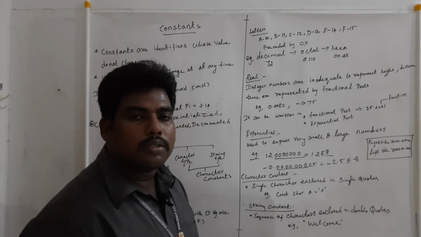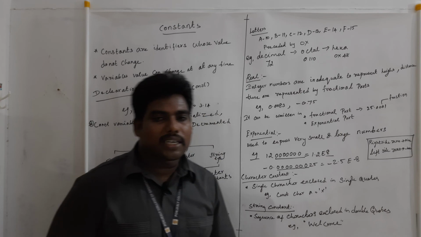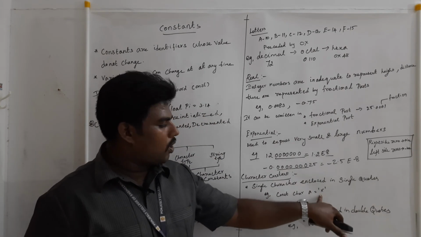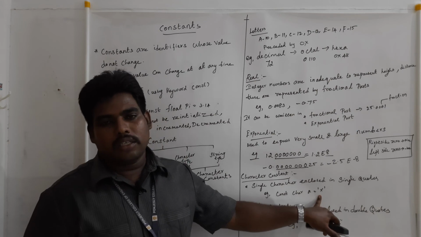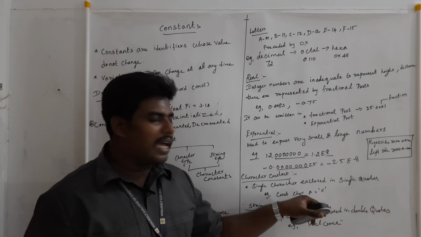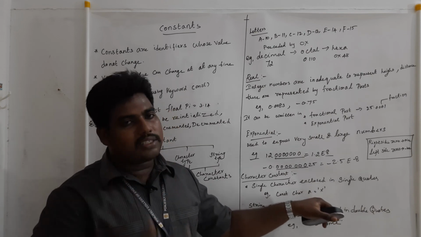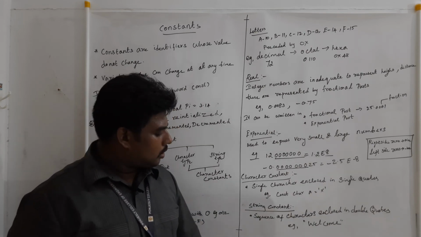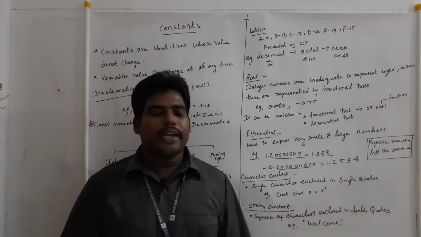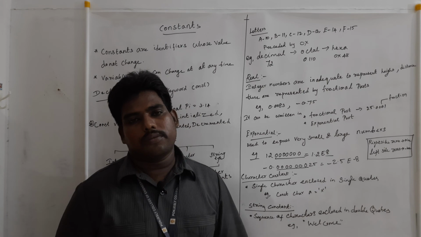You got it? Then the next one is character constant. Character constant is nothing but, in your C program, a single character expressed in single quotes, const char. So always the value is X, it cannot be changed. Similarly, string constants mean a sequence of characters enclosed in double quotes.